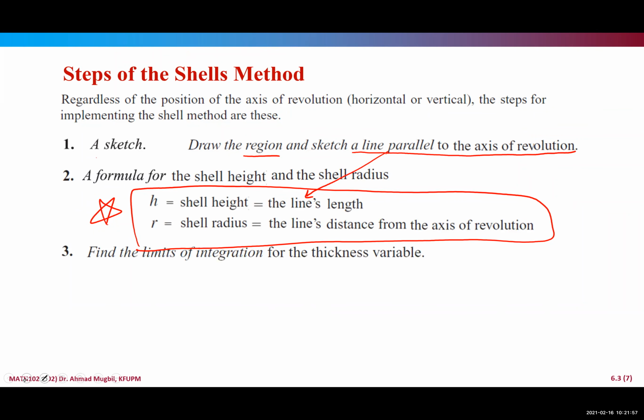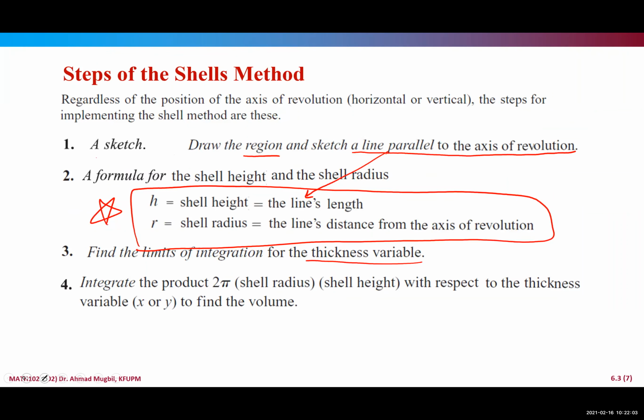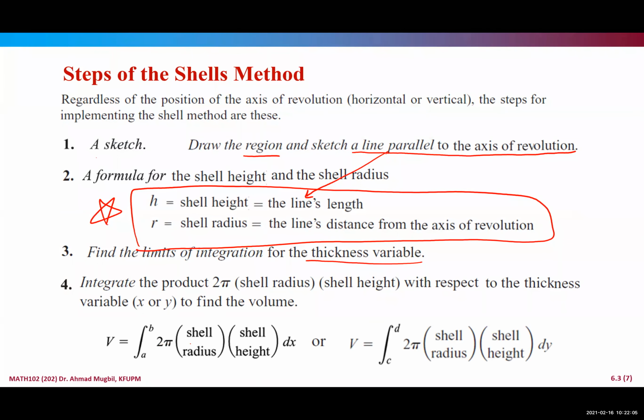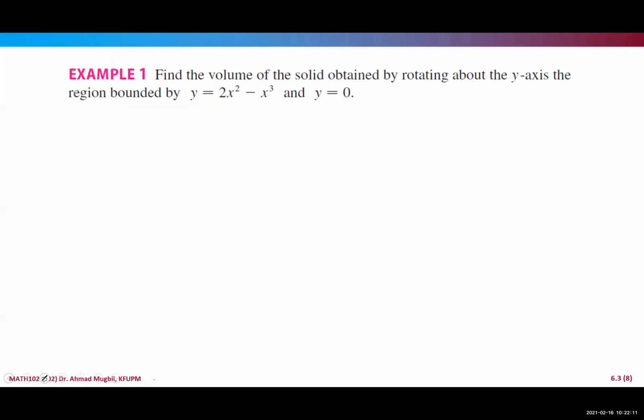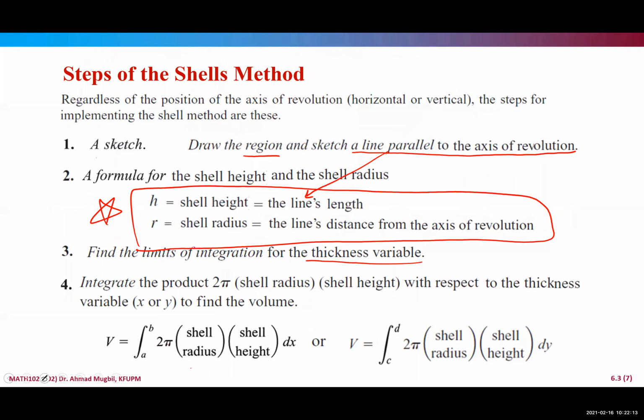Then you need to find, of course, the limits of the integration and the thickness variable. Is it delta x or delta y? And of course, after that, you just need to multiply 2π by the shell radius, the shell height, dx. If you remember, this is just the integral from a to b of 2π R H dx or dy. It depends on whether your axis of rotation is vertical or horizontal, and whether the thickness variable is x or y.